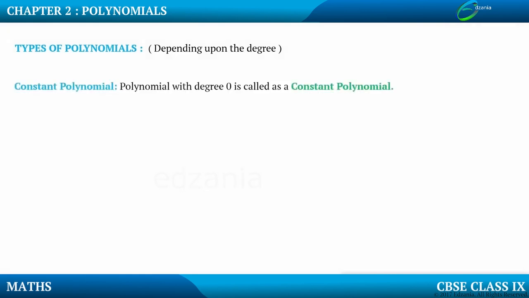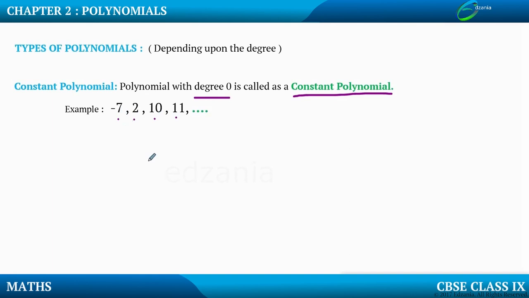Now, the last one, constant polynomial. A polynomial with degree 0 is called a constant polynomial. Let us see a few examples of constant polynomial. Here are a few examples of constant polynomial: -7, 2, 10, 11. Now you might wonder, how can these numbers be constant polynomials?